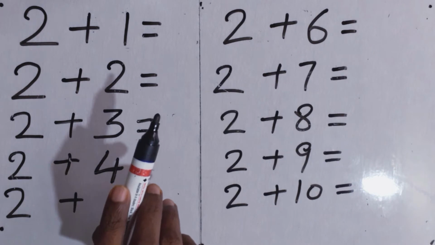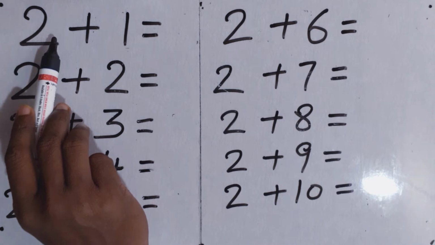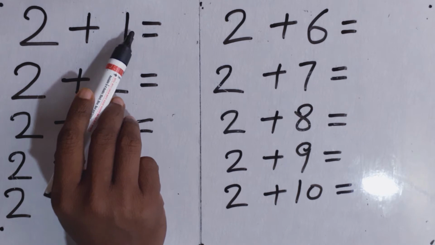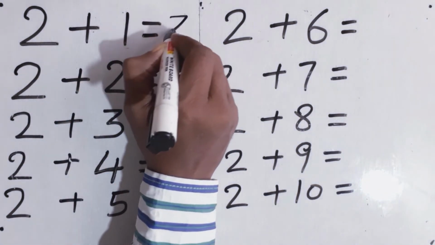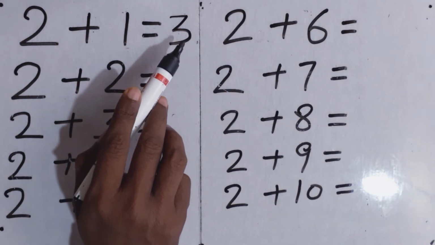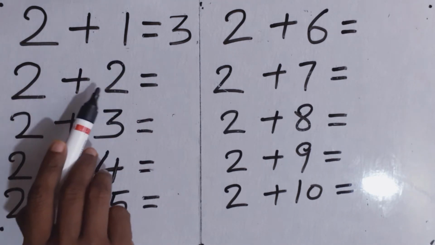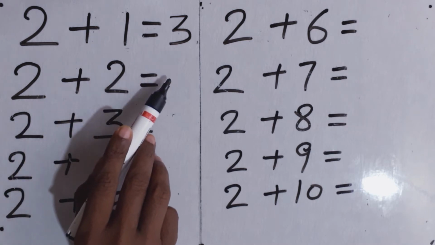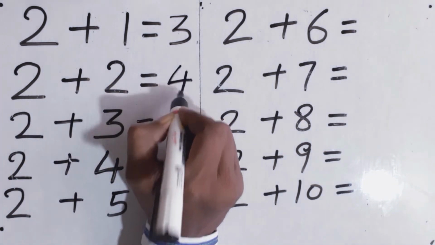Dear students, now you tell me the right answer. Tell me the answer. What is 2 plus 1? 2 plus 1 is equal to, write the answer here, 3. 2 plus 1 is equal to 3. Tell me the answer. 2 plus 2. What is the answer? Write the answer here. 2 plus 2 is equal to 4.